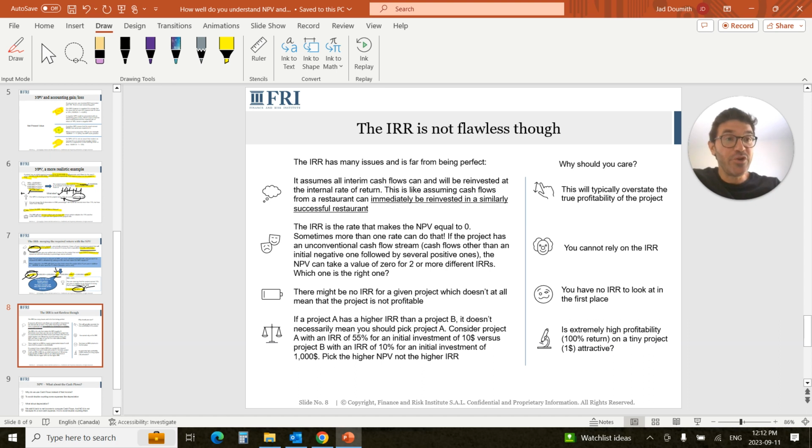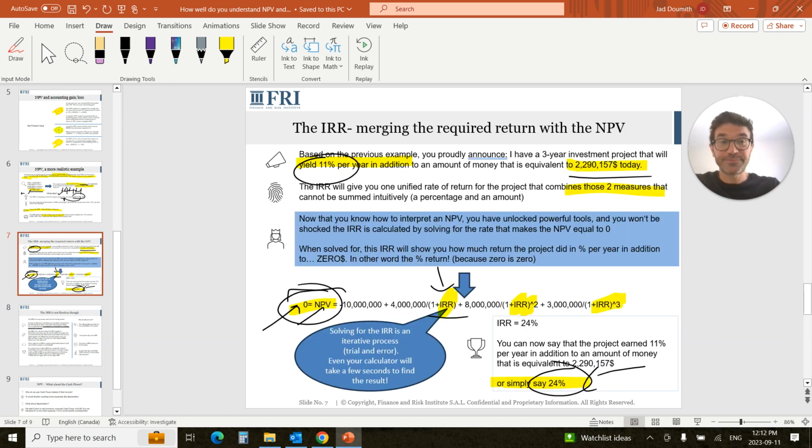Excellent. Now that we know how to calculate an IRR, how to interpret an IRR, and why the IRR exists in the first place, which I remind you again, it is to unify the NPV, which shows you performance in terms of a percentage and the dollar amount. The IRR is there to combine those two measures. And by the way, this also makes you guys understand something and not memorize it.